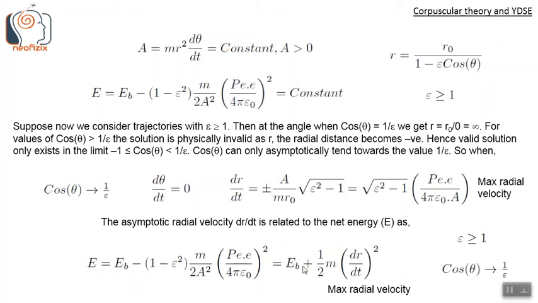So when epsilon is greater than or equal to 1, we can convert this equation into this form, where E equals Eb plus half m dr by dt square, where dr by dt represents the maximum radial velocity or the asymptotic radial velocity. So this is valid only when epsilon is greater than or equal to 1 and cos theta is very close to 1 by epsilon, not exceeding 1 by epsilon.